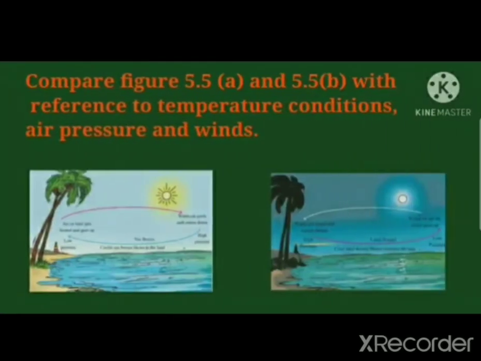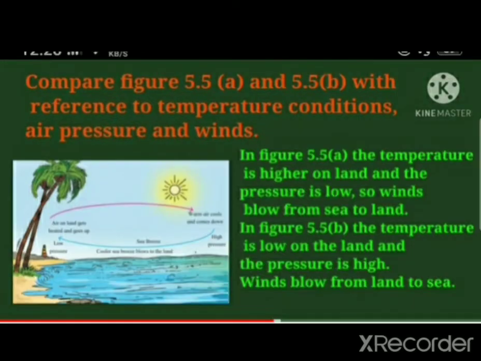Next, compare figure 5.5a and 5.5b with reference to the temperature condition, air pressure and winds. In figure 5.5a, the temperature is higher on the land and the pressure is low, so the winds are blowing from sea to the land. In figure 5.5b, the temperature is low on the land and the pressure is high. Winds blow from land to sea.